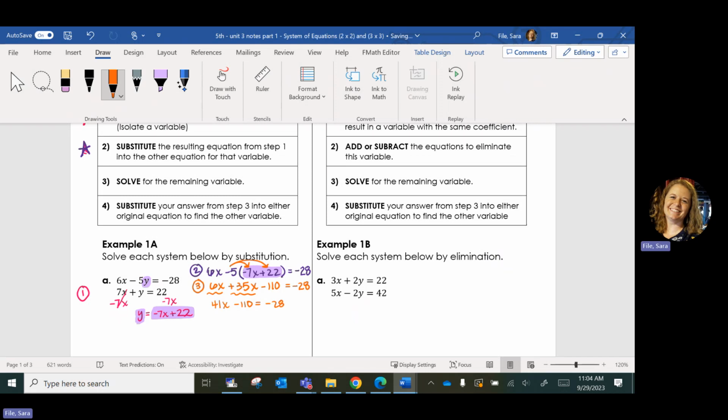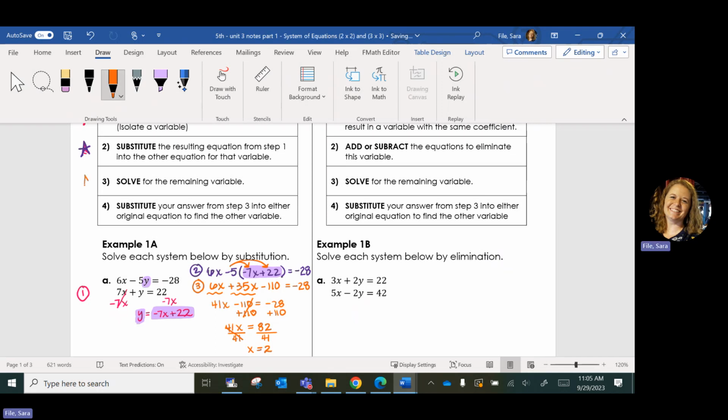Okay, so now I want to isolate and solve for x. So I'm going to add 110 to both sides. What I do to one side, I do to the other. 41x equals, and that comes out to 82. Okay, and then I have to get rid of the coefficient. It's being multiplied by x, so the opposite operation is to divide by 41. And I get x is 2.